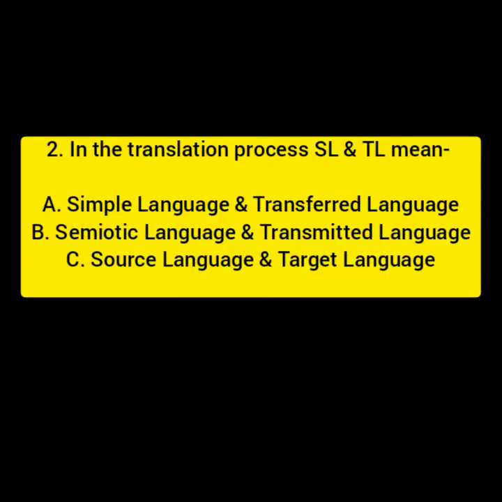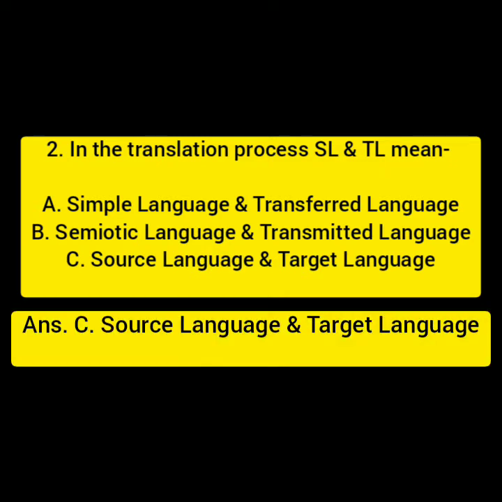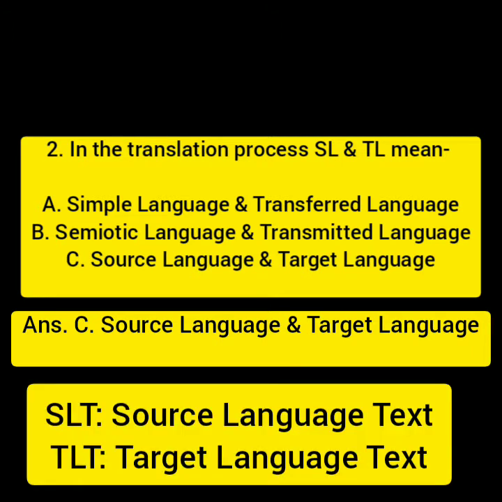After this we have our second question, which is: in the process of translation, SL and TL mean simple language and transferred language, semiotic language and transmitted language, or source language and target language. These are the three options, and the right answer is option C, source language and target language. So SL means source language and TL means target language. Friends, there is another term called SLT and TLT, that means source language text and target language text.